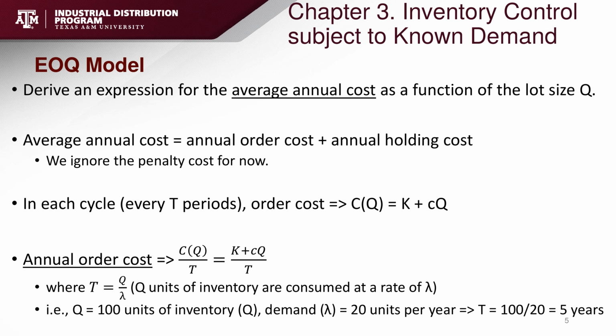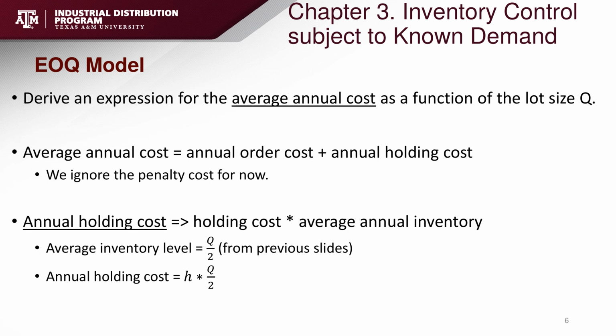Total cost is annual order cost plus annual holding cost, and for now, we'll set the penalty cost aside. In each cycle, the order cost is C of Q equals K plus CQ. And to turn that into an annual number, we just divide by the cycle length T. Well, how long is a cycle? T equals Q over lambda. You bring in Q units and burn through them at rate lambda. For example, stock 100 units with demand of 20 a day, and T is 100 over 25 days between orders.